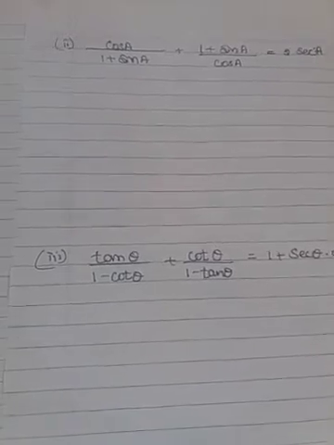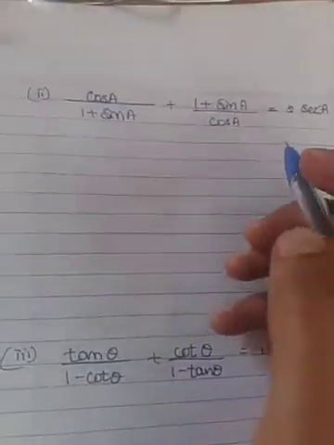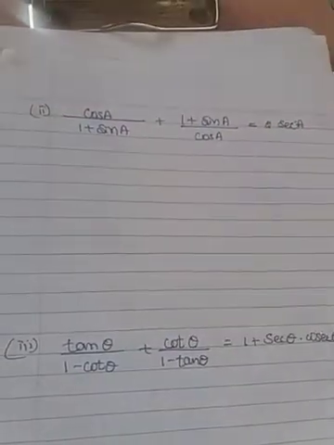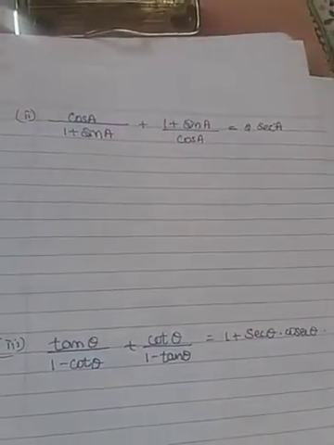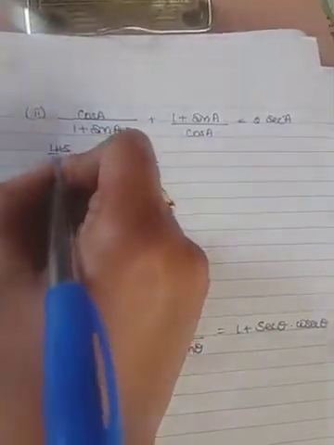cos A divided by 1 plus sin A plus 1 plus sin A divided by cos A equals 2 secant A. So let us prove this. We have to take the LHS first. LHS means left hand side.